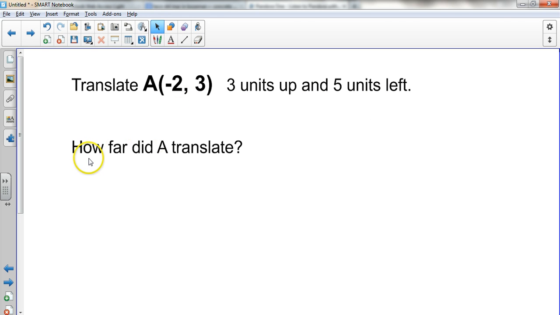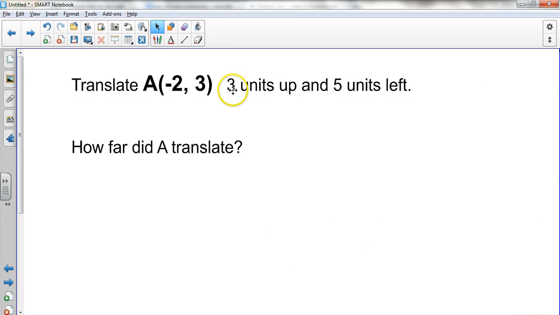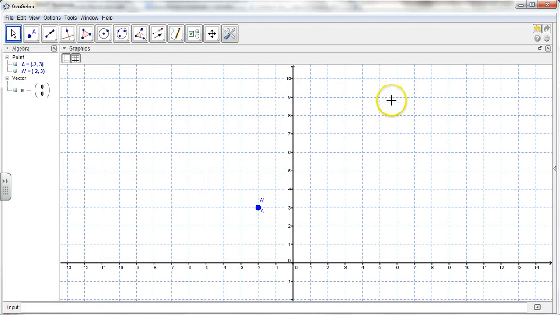Because we want to ask the question now, how far did A translate once we take this point and translate it this direction here? So I'm going to show you real quick this example. A, we said from the problem, is going to translate 3 units up and 5 units to the left. So I'm going to take A here and go 3 units up, and then go 5 units to the left. And A prime, the translated point, is at this location here.